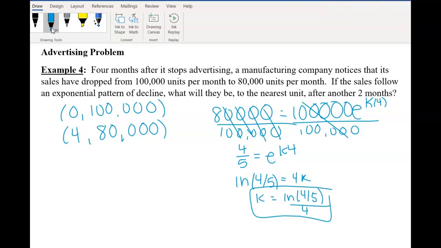If it's an exponential pattern, what will they be at after another 2 months? So don't fall for the trap, right? AP or whoever's setting you up wants you to plug t equals 2 in. But it's not t equals 2, it's t equals 6. Because it's 4 months plus 2 additional months. So we want to know the time at 6, how many units they will be at.